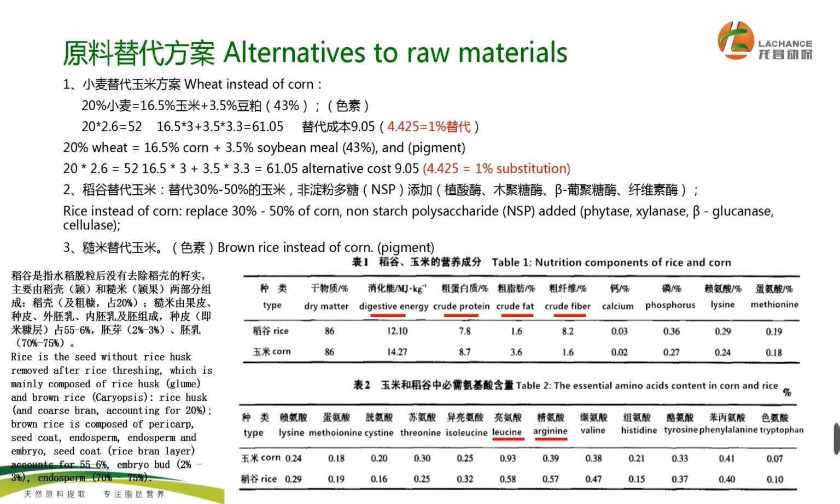And the rice instead of corn. Replace 30% to 50% of corn, non-starch polysaccharide enzyme added. The third is the brown rice instead of corn. It can also replace some pigment.